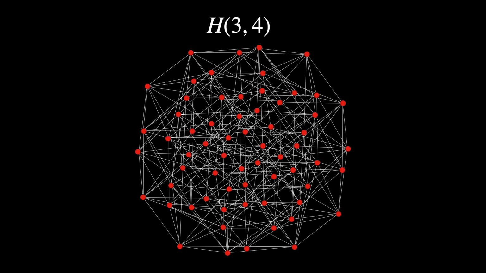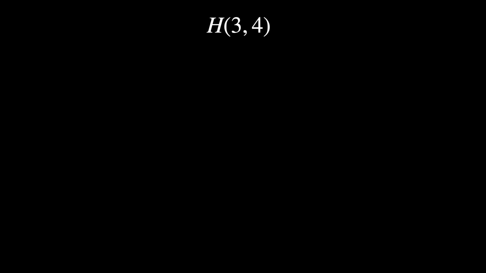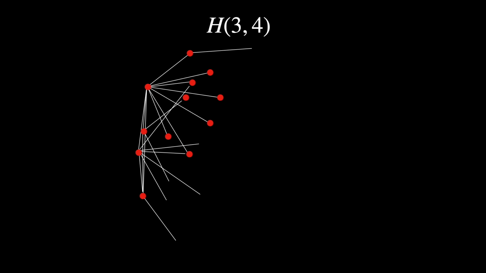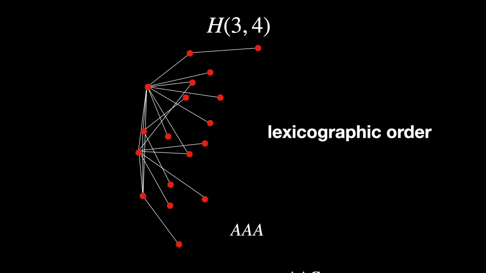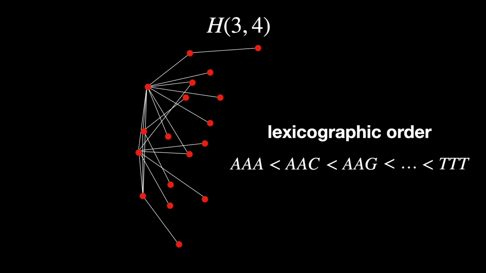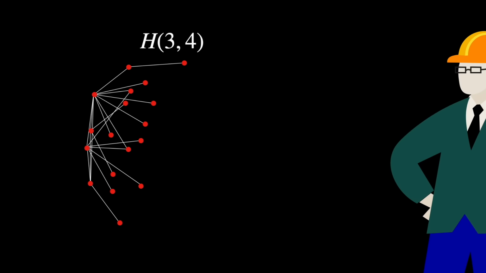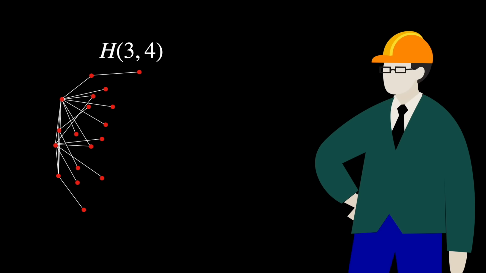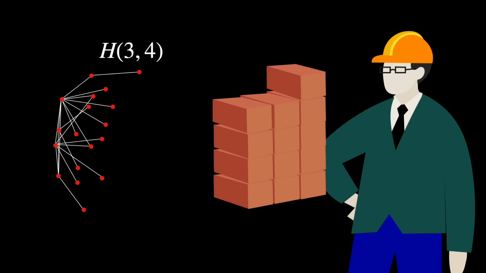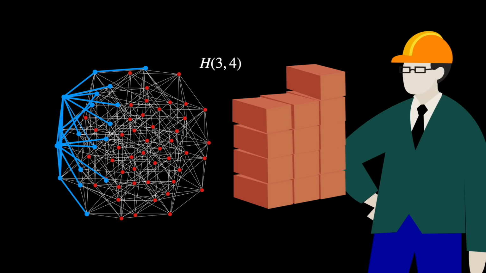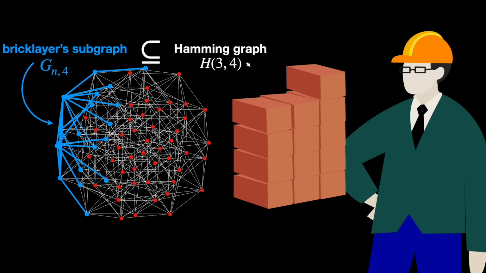Imagine that we don't build the entire graph at once. Instead, we build it incrementally, vertex by vertex, following a rule called lexicographic order. That just means we order the genotype the same way words are ordered in a dictionary, comparing letters from left to right. This way of adding vertices is like a bricklayer stacking bricks row by row. And that's why we call it a bricklayer subgraph of the full Hamming graph.